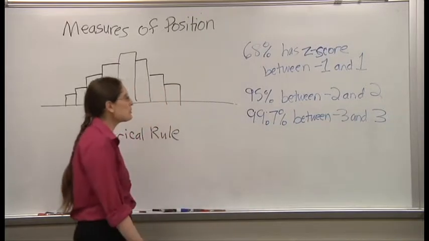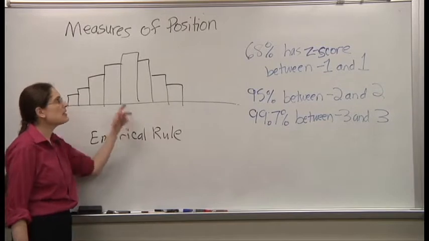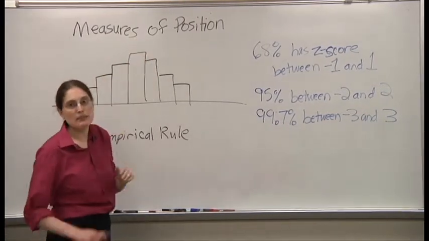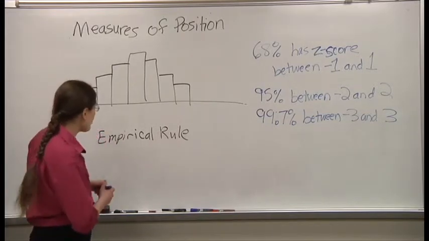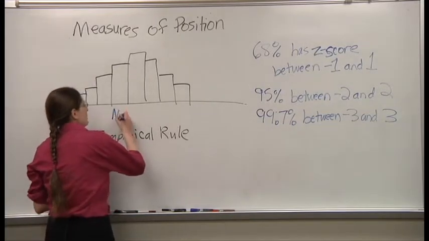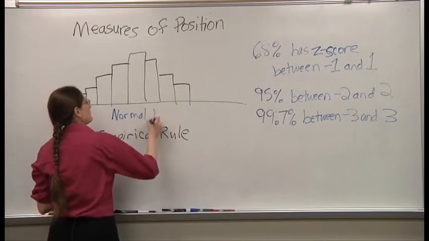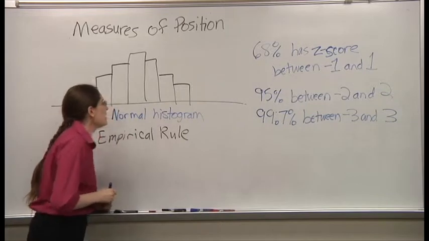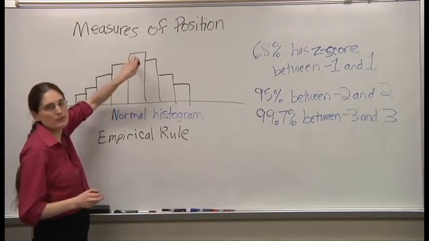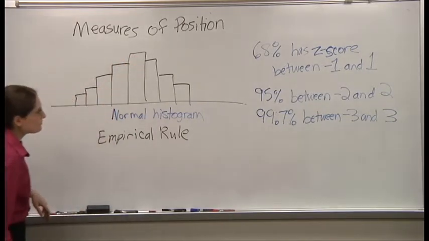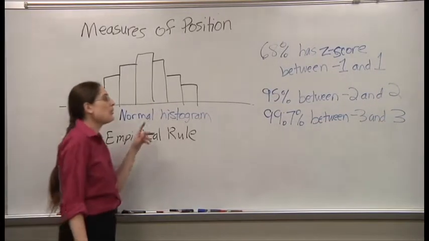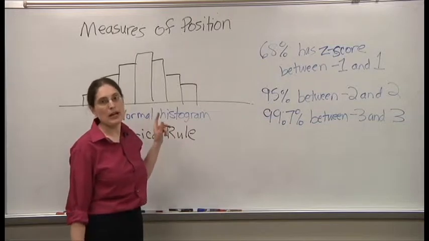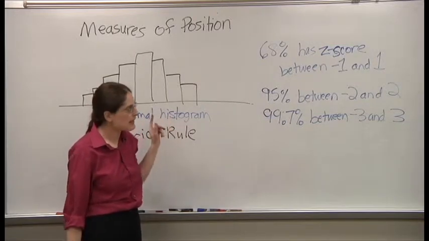And this rule applies anytime the histogram is symmetric and biggest in the middle. We call this a normal histogram, meaning it tends to cluster towards the middle. We will do so much more with this normal histogram. It will come out your ears, but not today.